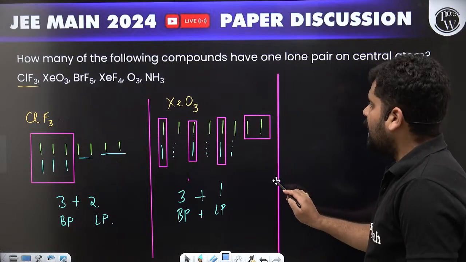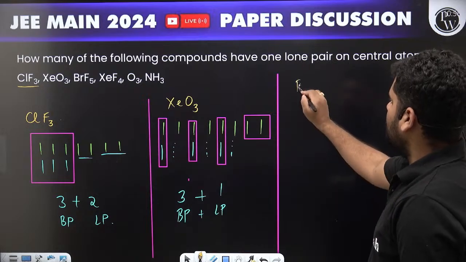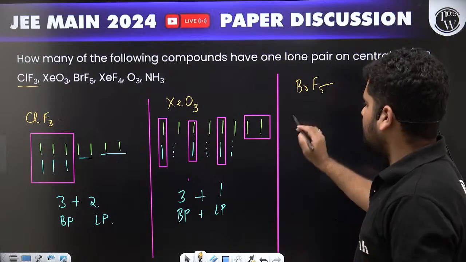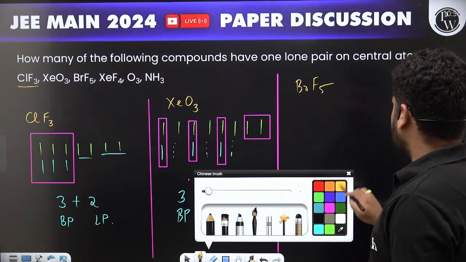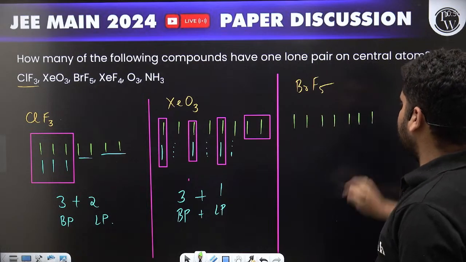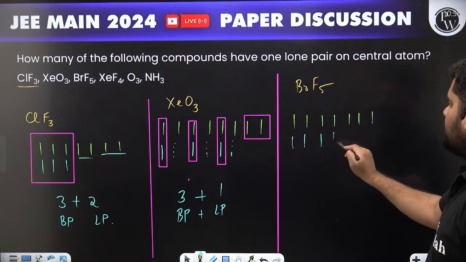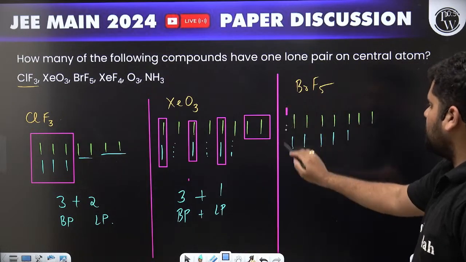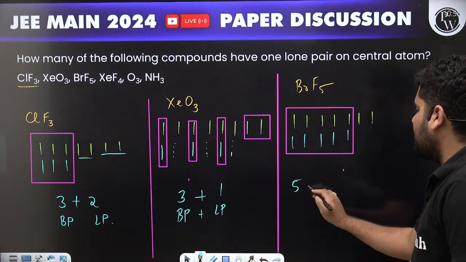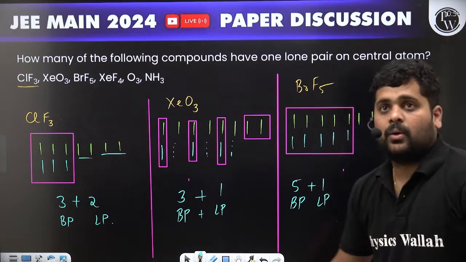I think we have it for BrF5. Bromine has 7 outer electrons, so we can see that you have 7 over here: 1, 2, 3, 4, 5, 6, 7, and 5 fluorine atoms. 5 sigma bonds. You can find the number of bond pairs to be 5 and the number of lone pairs to be 1. So I can write this as 5 plus 1 arrangement: 5 bond pairs and 1 lone pair.